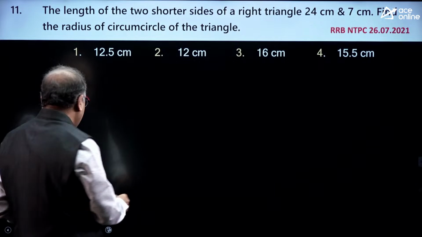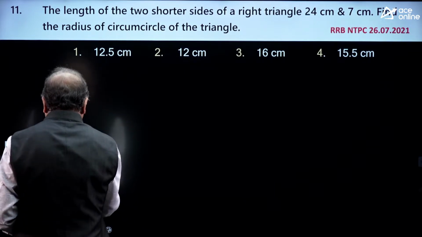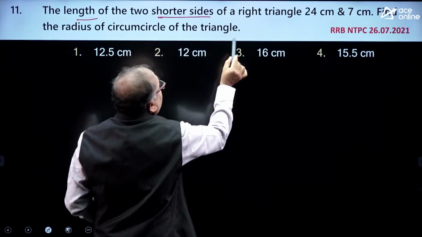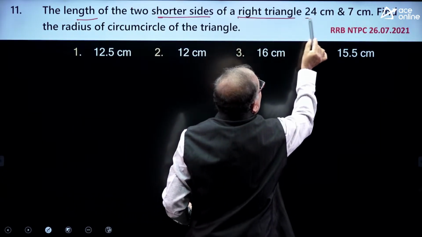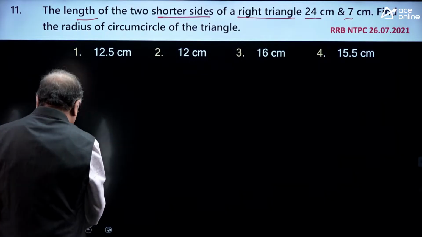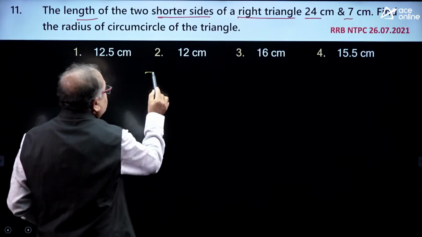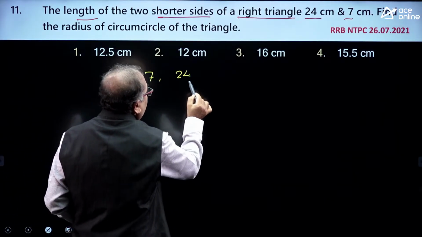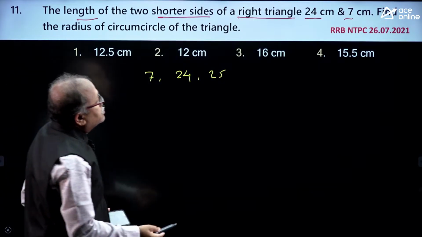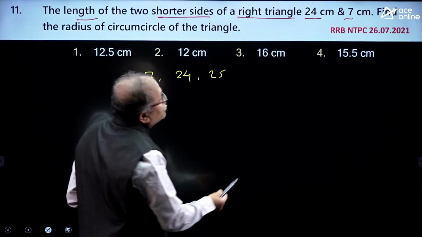Come on. What is this question? Allow me to read it out. The lengths of the two shorter sides of the right angle triangle are given to us. Do you know the triplets of this? If you know the triplet, that is 7, 24 and 25, it will be very easy for you to answer the question, right? It will take less time.